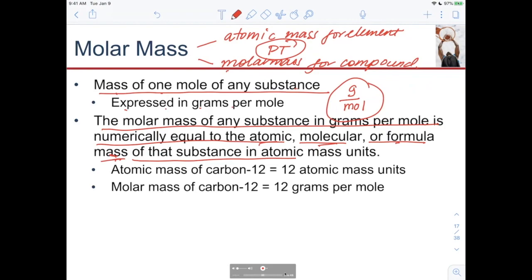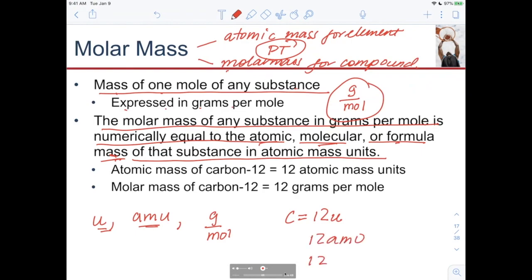Mass of the substance in atomic mass units. So sometimes you have atomic mass units. We saw earlier the unit of the masses in the periodic table were units, u. Now we're being told it can also be atomic mass units or grams per mole. So when we're saying the carbon atom is 12, it can be 12 units, 12 atomic mass units, 12 grams per mole. It just depends on how you're using the number.